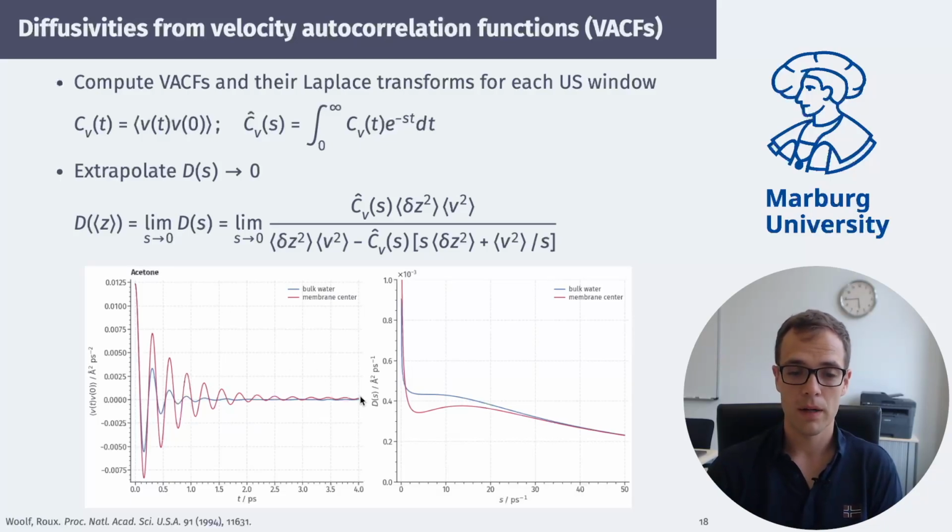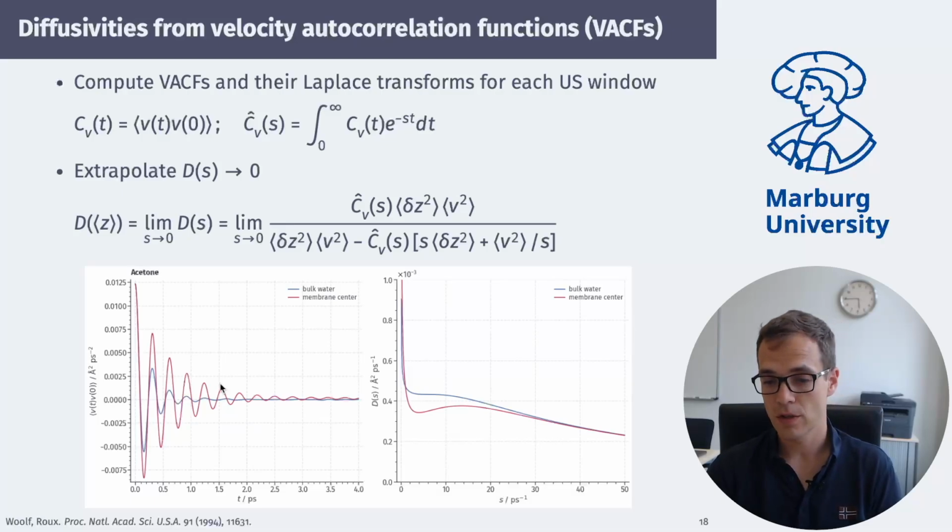And this is shown here at the bottom for acetone in stratum corneum. The blue lines correspond to acetone being harmonically restrained to the bulk water region of our system, and the red lines correspond to acetone being in the membrane center. These are the velocity autocorrelation functions, and here you see this function D of s that we have to extrapolate to 0. And this is where the problem starts. How do you extrapolate this? Obviously, you can't follow it all the way up here, because then you end up with unphysically high diffusivities.